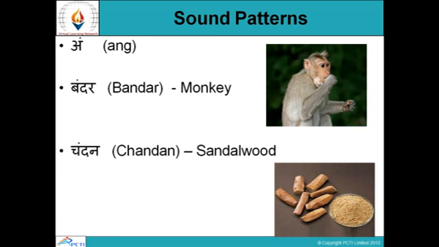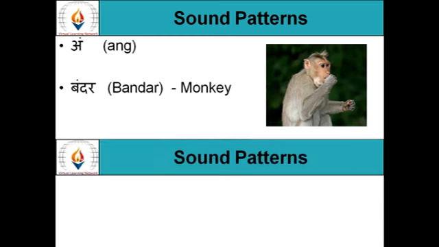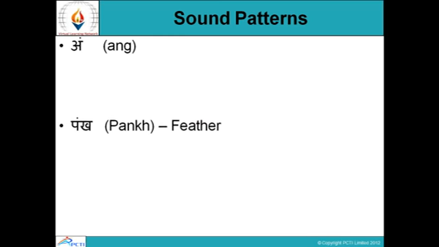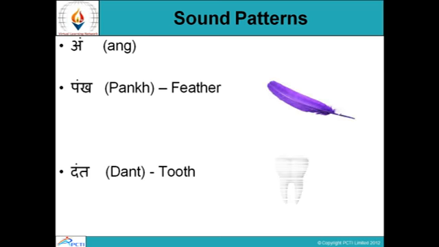Next is sandalwood. Sandalwood is chandan. From the nose we speak this sound, chandan. We get this from trees, sandalwood. On this tree we have very poisonous snakes. It's called chandan.